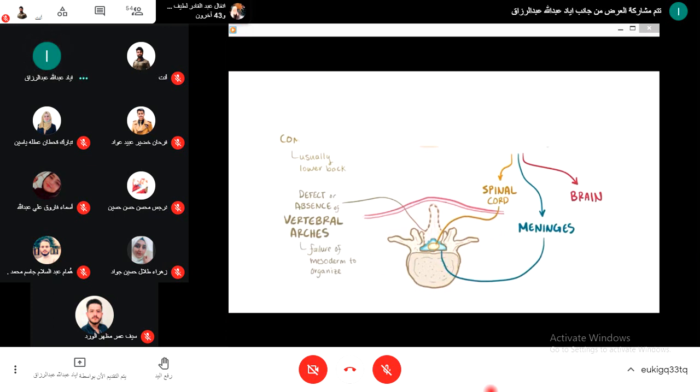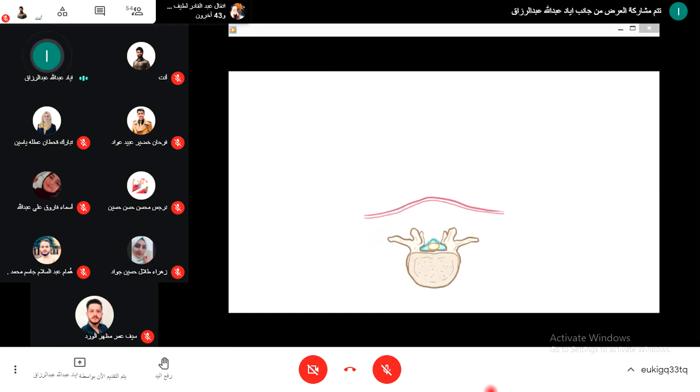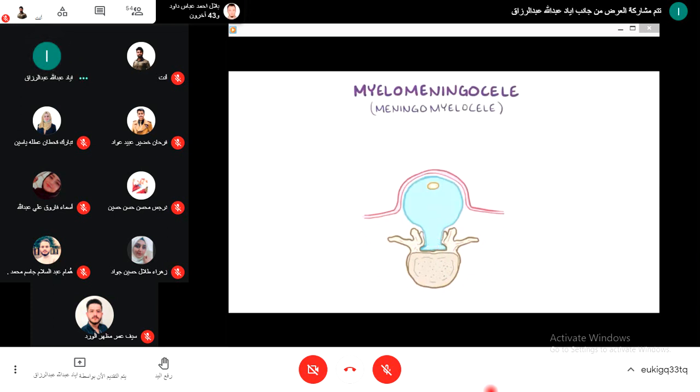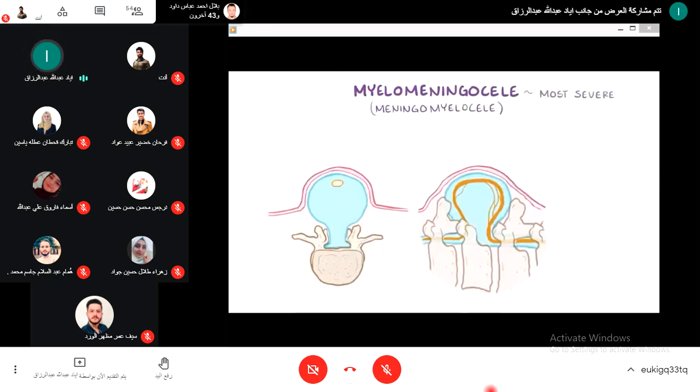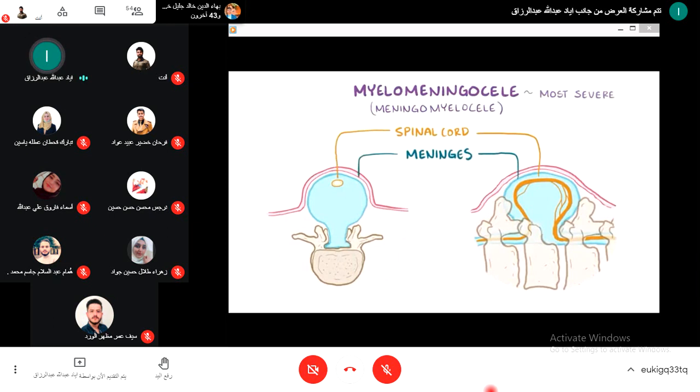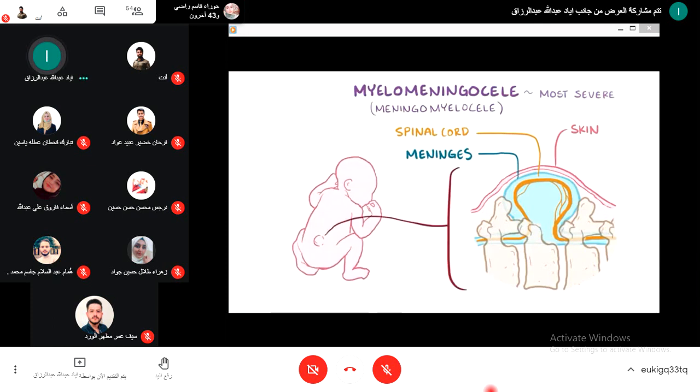There are three main types of spina bifida, and the first is myelomeningocele, also called meningomyelocele. This is the most severe of the three and happens when the spinal cord and the surrounding meninges protrude out of an opening in the bony vertebrae and are held together by a sac of skin that pouches out from the back. In really severe cases, there's no skin at all, and the nerves of the spinal cord are therefore exposed, a condition called open spina bifida.